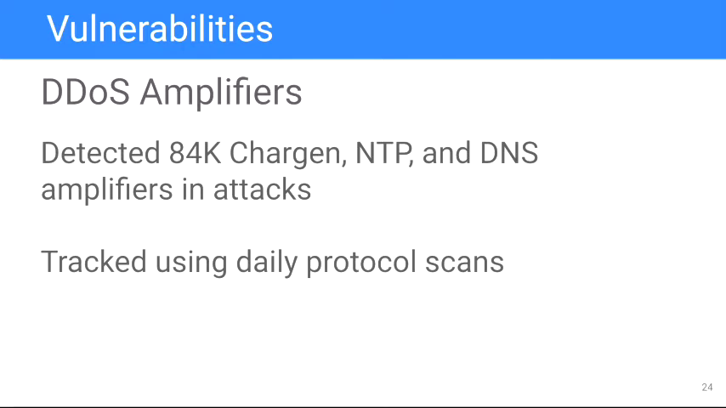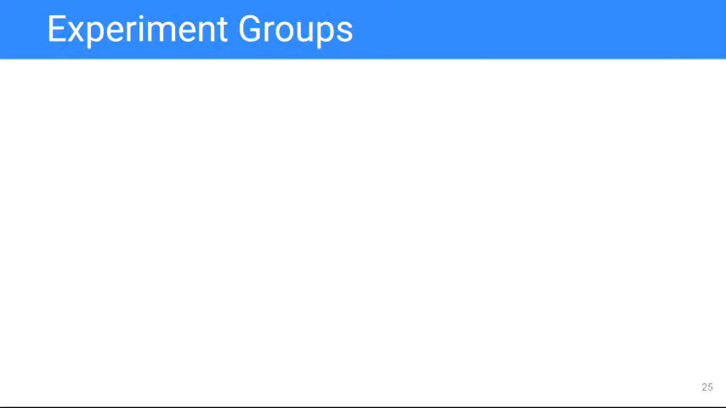So these are the vulnerabilities that we tested, and here are basically the strategies that we use to detect them and track them over time, and these are the populations that we'll be notifying about. So to do our experiment, though, we need to split these vulnerable hosts into different groups that are going to receive different notification treatments so that we can see how the remediation rates differ for these different treatments.